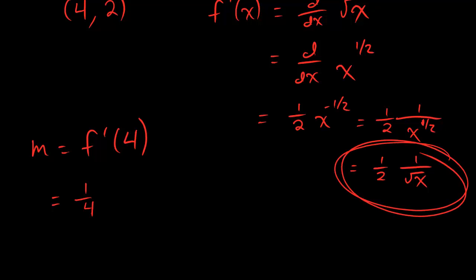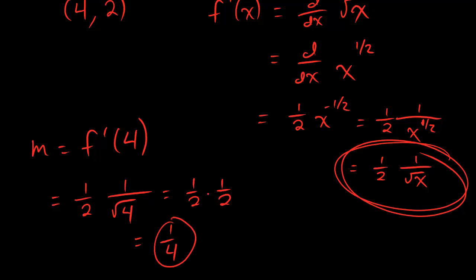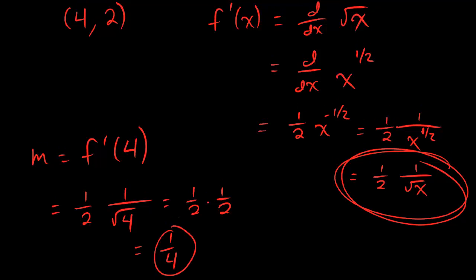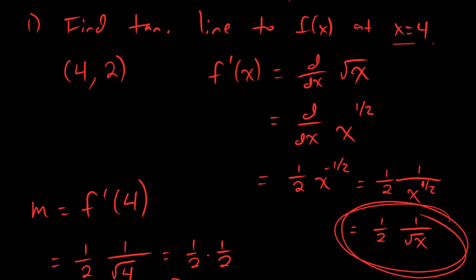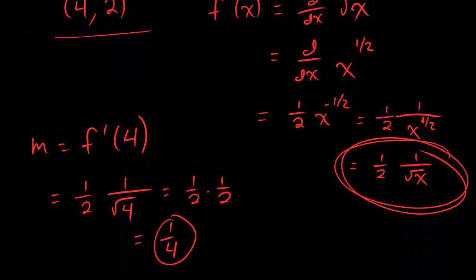So 1/2, 1 over the square root of 4. Square root of 4 is 2, so that's 1/2 times 1/2, which is 1/4. So dudes, we figured out two things. By plugging in x equals 4 into the original function, we found that the point we care about is 4, 2. And then the second thing is by taking the derivative and then still plugging in the same x value, which is 4, we found that the slope we care about is 1/4.